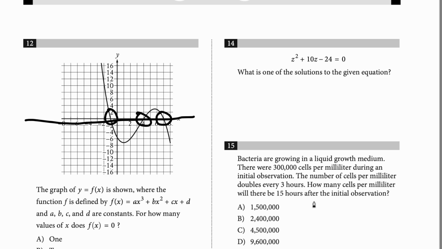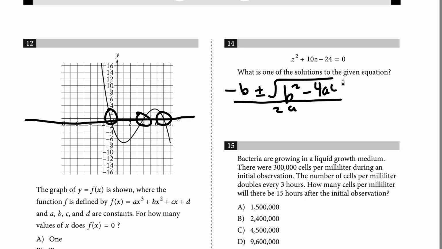Let's move on to question 14. Z squared plus 10z minus 24 equals 0. We can just do the quadratic formula for this question. So we do minus b plus or minus the square root of b squared minus 4ac, all over 2a. This is a good formula to remember in case you ever start freaking out and you forget how to do the grouping, or any other type of method to solve a quadratic equation.